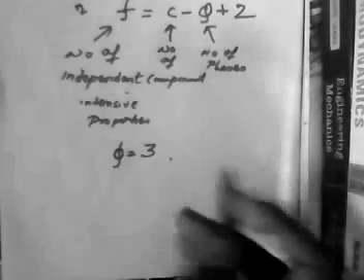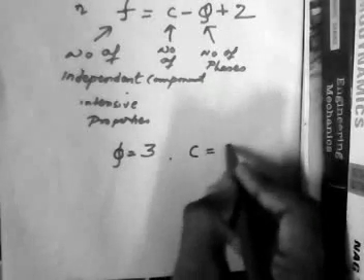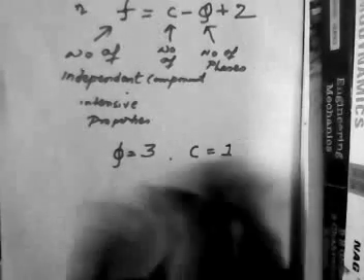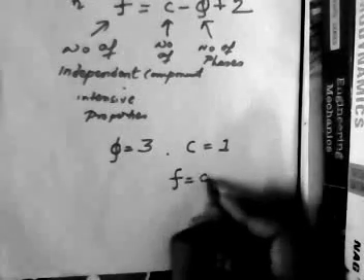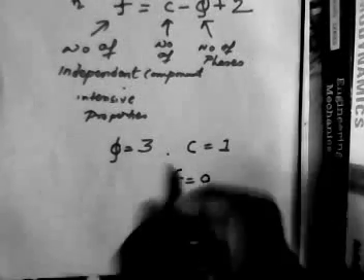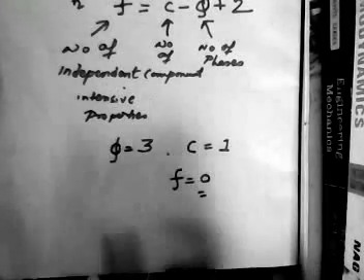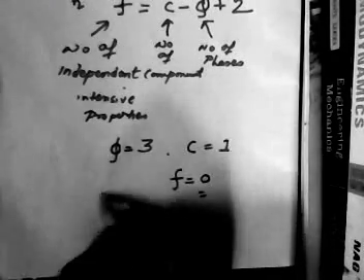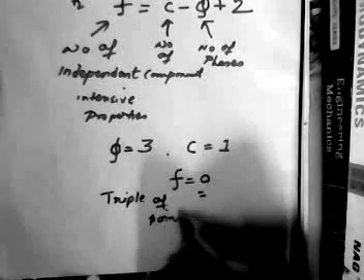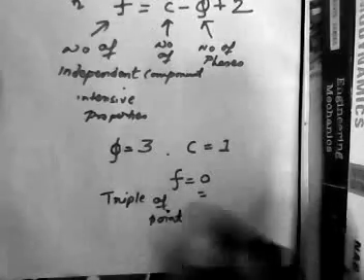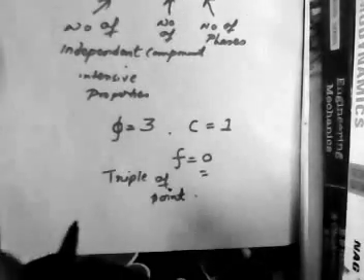Now a special case: if the number of phases is 3, that means solid, liquid, and gas coexist in equilibrium, and the number of components is 1, for example water, H2O, then F is 0. That means the number of independent intensive properties at this point is 0. This special case is known as the triple point of water, where we do not need any independent intensive properties to define the state.